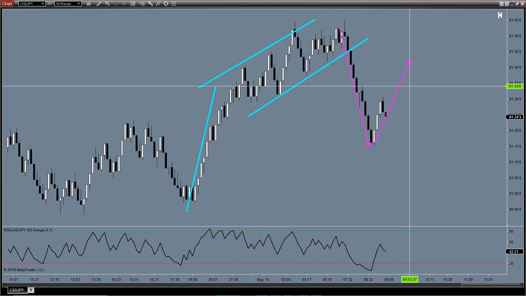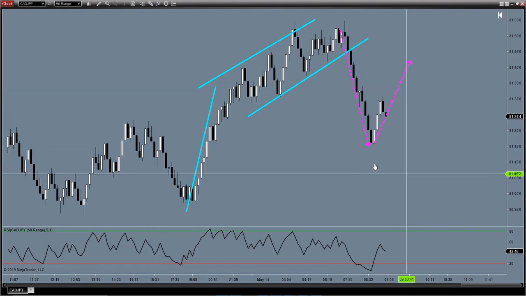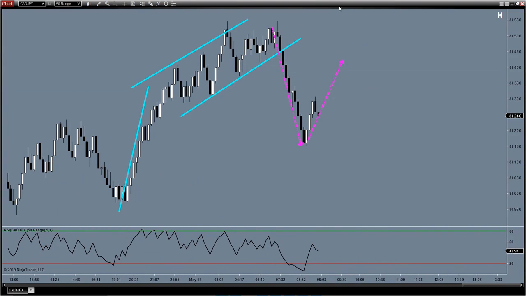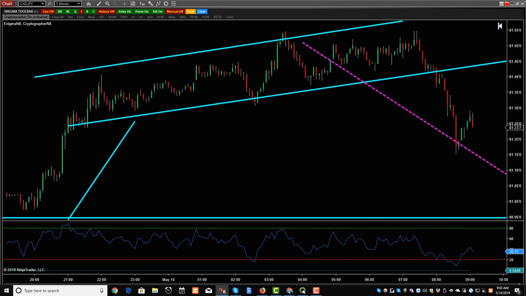Probably not. So yeah, decent opportunity here on the Canadian yen. Any questions on CAD yen?